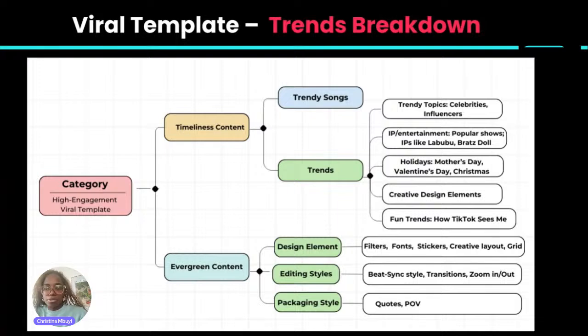Creative design elements. And then moving along, the second category is evergreen content, which the elements in that will be design elements, editing styles, packaging style. So we're going to touch into all of these as we move deeper into the slides. But for right now, this is the tree map that we're going to focus on.